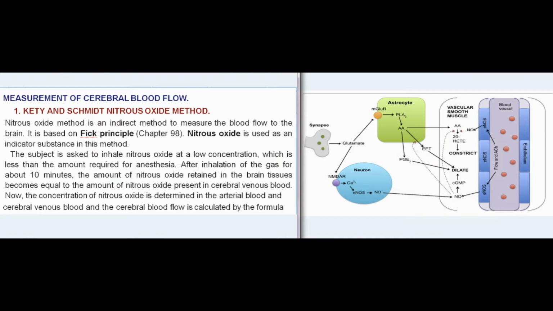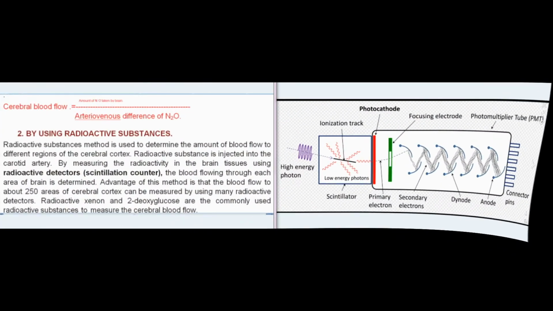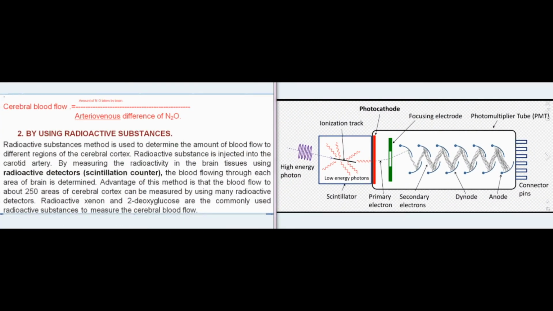The subject is asked to inhale nitrous oxide at a low concentration, which is less than the amount required for anesthesia. After inhalation of the gas for about 10 minutes, the amount of nitrous oxide retained in the brain tissues becomes equal to the amount of nitrous oxide present in cerebral venous blood. Now, the concentration of nitrous oxide is determined in the arterial blood and cerebral venous blood, and the cerebral blood flow is calculated by the formula, amount of N2O taken by brain. Cerebral blood flow equals arteriovenous difference of N2O.